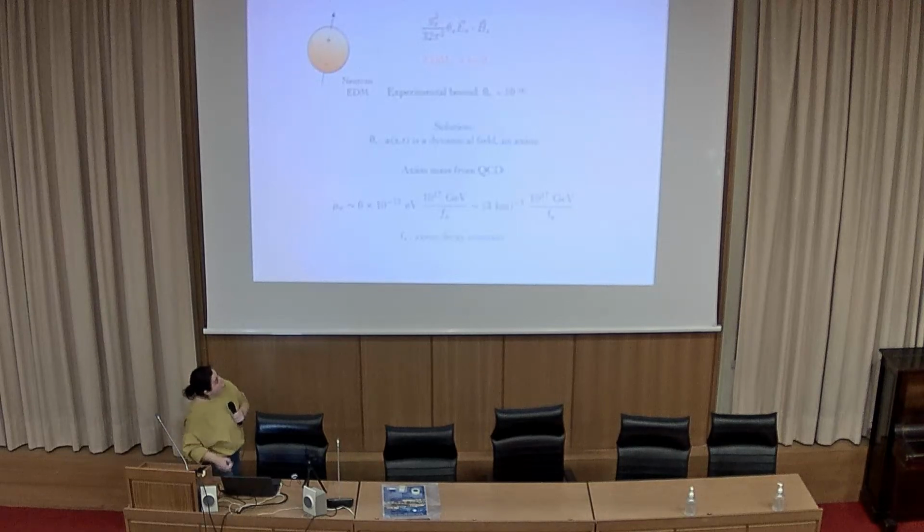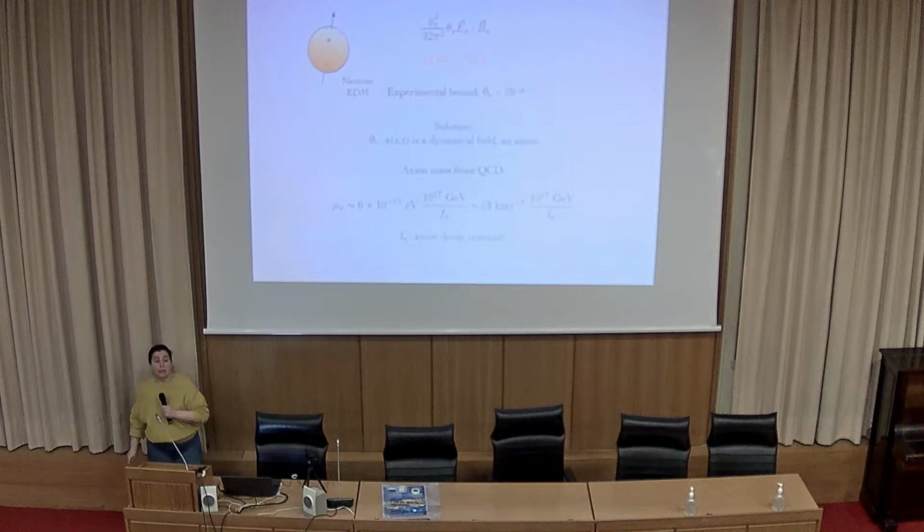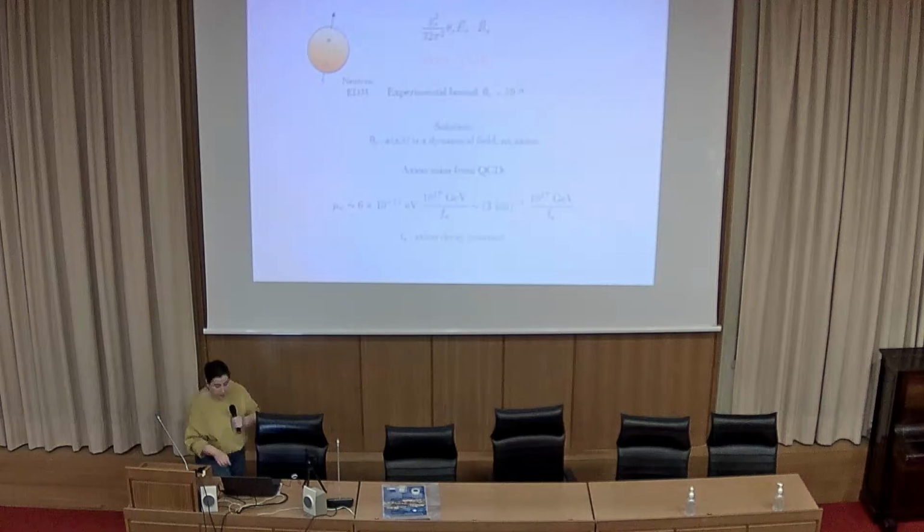This one parameter. So if, for example, you have a decay constant close to the Planck scale, you have a Compton wavelength of these particles which is kilometer in size. So we're talking about extremely, extremely light particles.